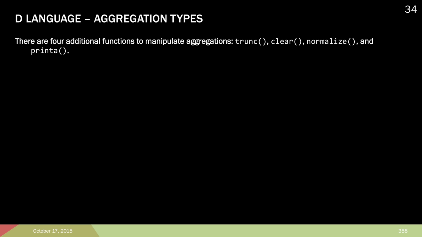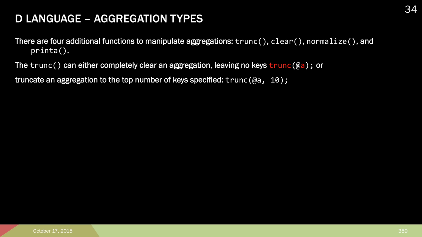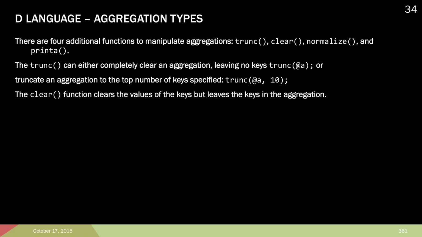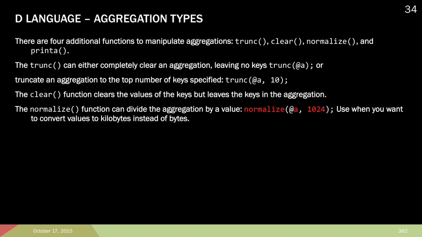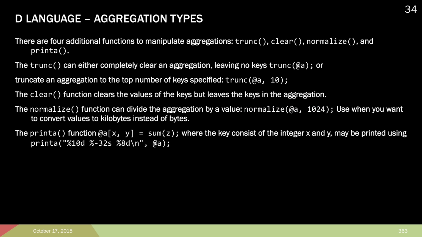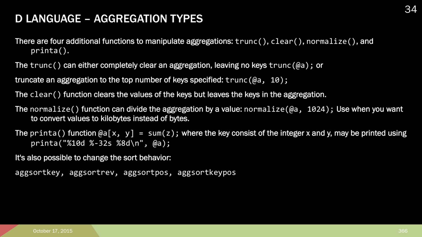There are 4 additional functions to manipulate aggregations. Trunc can either completely clear an aggregation or truncate an aggregation to the top number of keys specified. Clear clears values but leaves the keys. Normalize divides the aggregation by a value. Use this to convert from one unit to another. Printa allows one to specify the types for both the keys and the values. It's possible to change the sort behavior using aggsortkey, aggsortrev, aggsortpos, and aggsortkeypos.